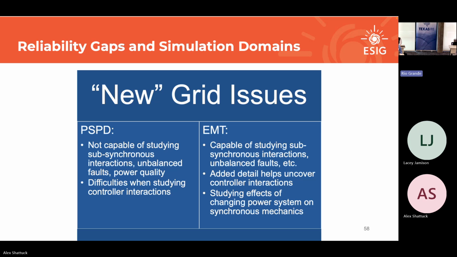It's very difficult to study interactions with controllers because a lot of control interaction is based on weird time step mismatches or advanced controls or communication handoffs and holds and samples and all those types of things that just don't exist in those models.